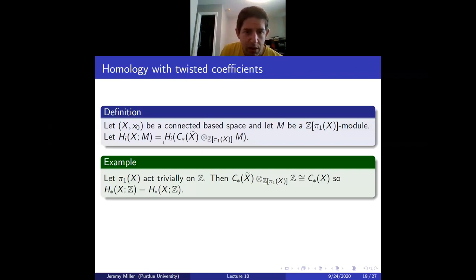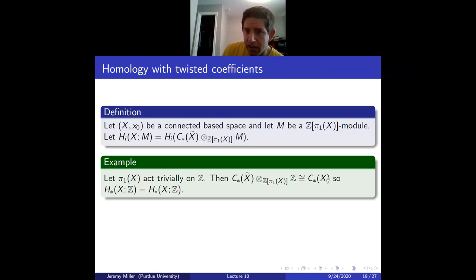Similarly, define cohomology, same thing. I think I've written it somewhere: the cohomology of this. Okay, so here's an example. Let π1(X) act trivially on Z. Trivial means acts as the identity, not acts as 0. So that makes Z into a Z[π1(X)]-module.